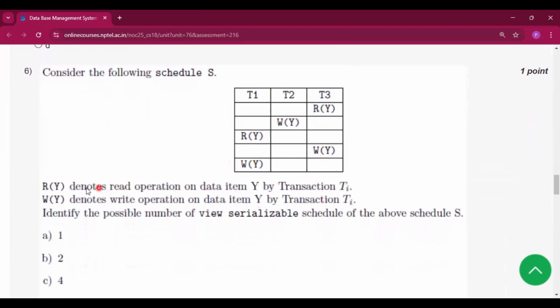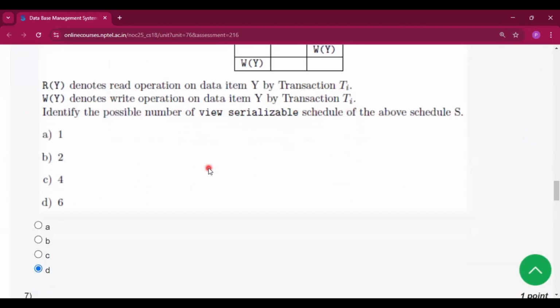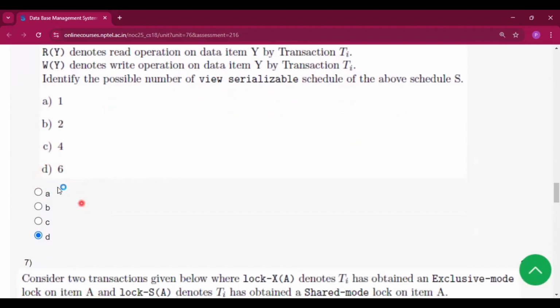Now for question number 6, consider the following schedule S. This is the schedule. Here Ry denotes the read operation on data item Y by transaction Ti, and Wy denotes the write operation on data item Y by transaction Ti. Identify the possible number of view serializable schedules. The answer will be option D, that is 6.